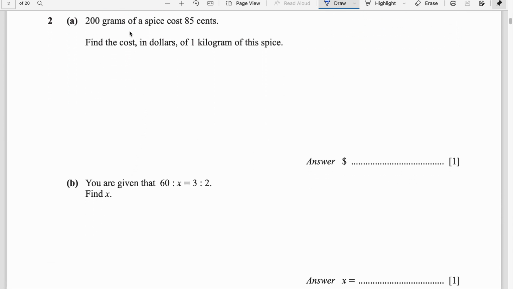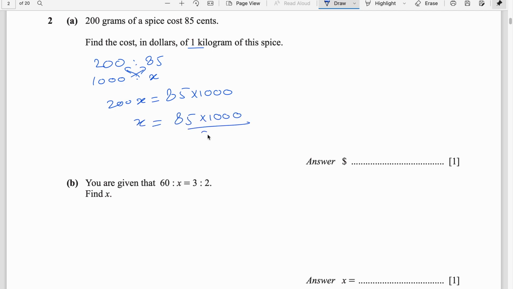Question 2. 200 grams of spice cost 85 cents. Find the cost in dollars of 1 kilogram of this spice. 200 grams costs 85, so 1 kg, which is 1000, will cost x. So 200x is equal to 85 times 1000. X is equal to 85 times 1000 by 200, 1 times, 5 times.